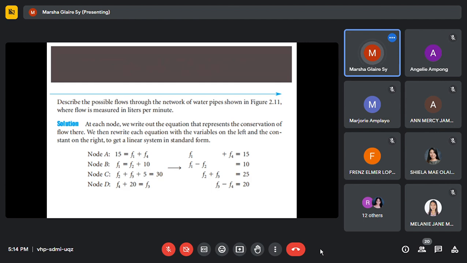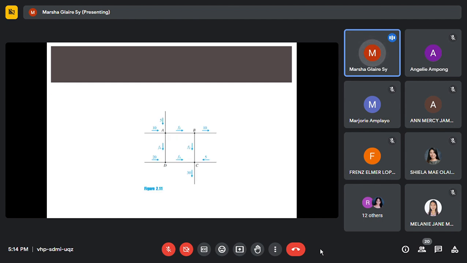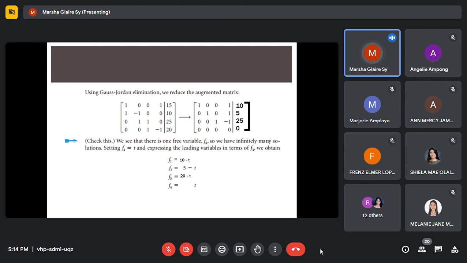Sa aning nga part, medyo galibog pa ko. Mao ni ang iyahang table nga gi-referan. We can also use the Gauss-Jordan elimination. By doing this, we reduce the augmented matrix, which is 1, 1, 0, 0, 0, negative 1, 1, 0, 0, 0, 1, 1, and 1, 0, 0, negative 1, with constants 15, 10, 25, and 20.